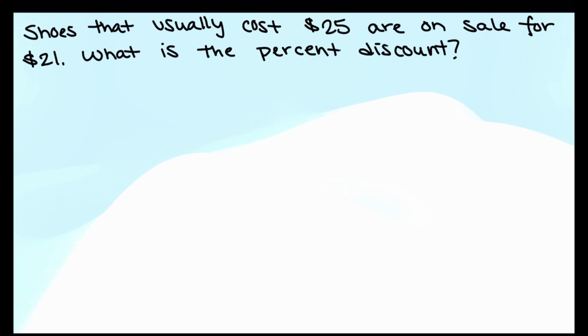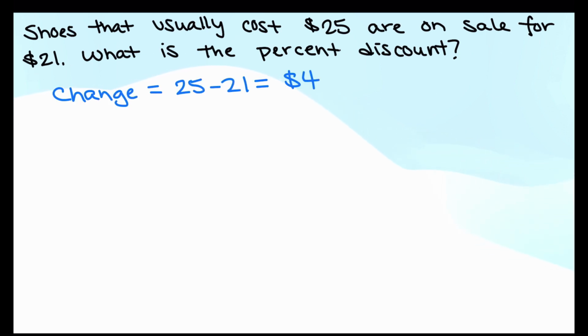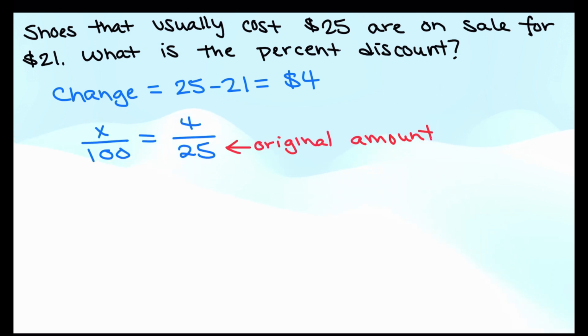Shoes that usually cost $25 are on sale for $21. What is the percent discount? So we're solving for a percent change. In this case, it's a percent decrease. So the first thing we have to do is figure out how much did the price change. 25 minus 21 is 4. So the price went down by $4. That's the first step. And now we can set up our proportion.